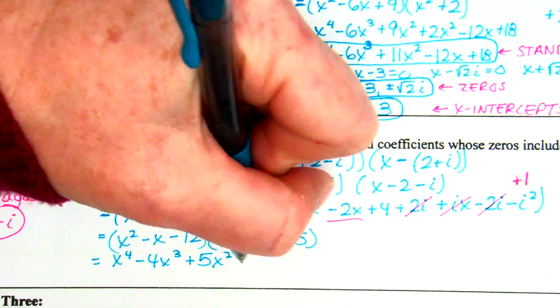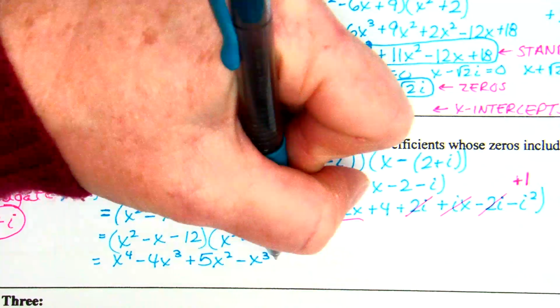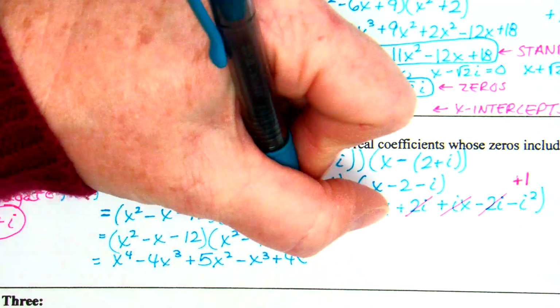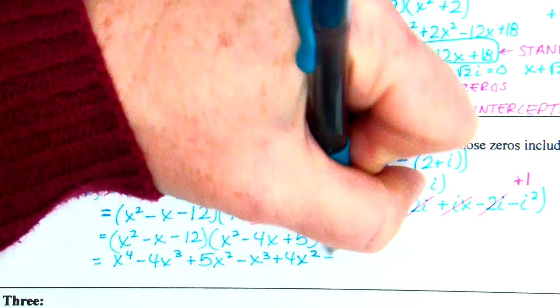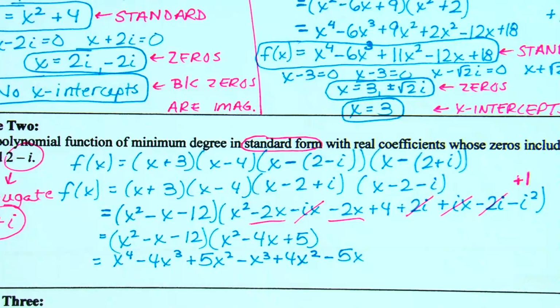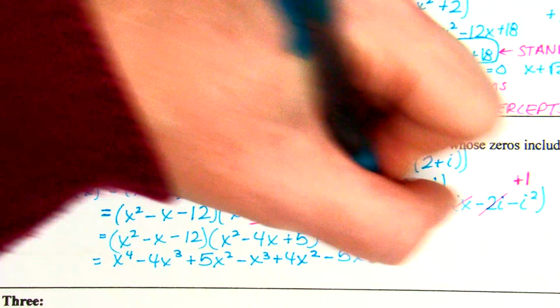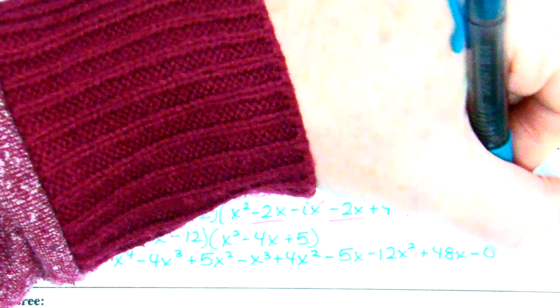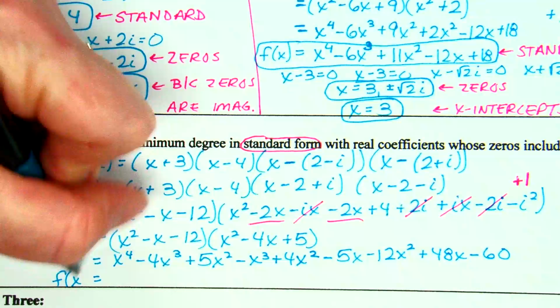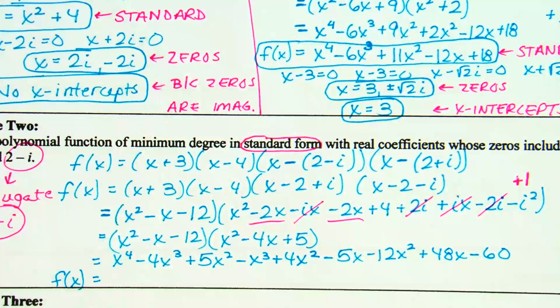Minus x cubed, plus 4x squared. And then minus 5x. Not going to disagree. There's that part in there. Minus 12 times everything else. Minus 12x squared plus 48x minus 60. Barring I made no mistakes that no one called me out on, we finish it up now.